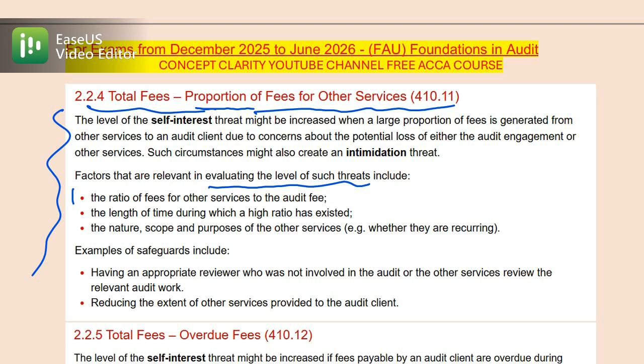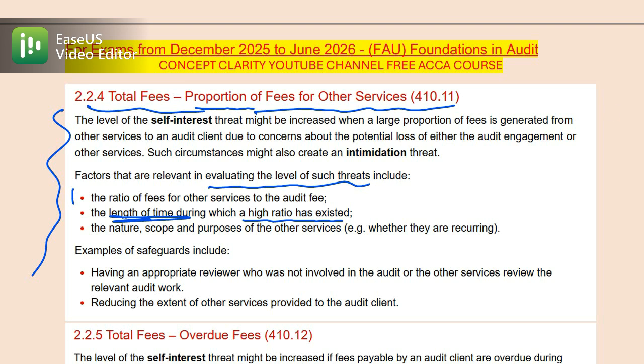The second check is the length of time during which a high ratio has existed. This means checking the length of time this situation has existed. If it has been going on for years, the dependence is strong. And the third one is the nature, scope, and purpose of other services.